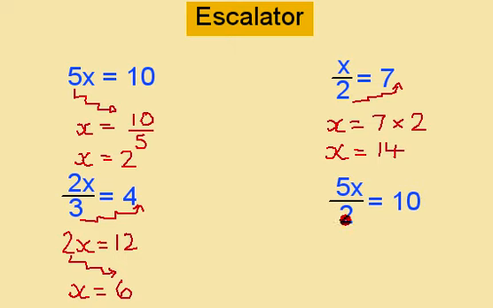Same on this one, we've got 2 escalators, so we're going to take the 2 up the escalator first of all, which leaves me with 5x equals 10 times 2, which is 20. Now for my second escalator, the 5 goes down, so I've got x equals 20 divided by 5, which is 4.